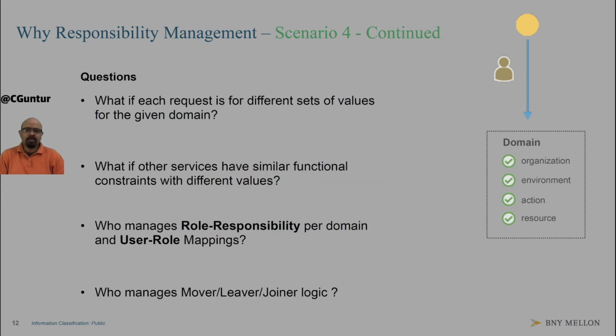Great. What are the questions that arise? What if each request is for different sets of values for the given domain? What if there are other services that have similar functional constraints with different values or different domains? Who manages the role responsibility, which is nothing but a mapping of responsibilities to an individual role, and user role mappings, which is a mapping of a user to a given set of roles? Who manages mover, leaver, and joiner logic?